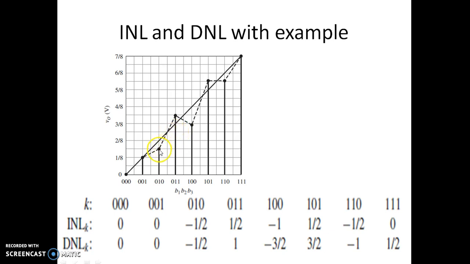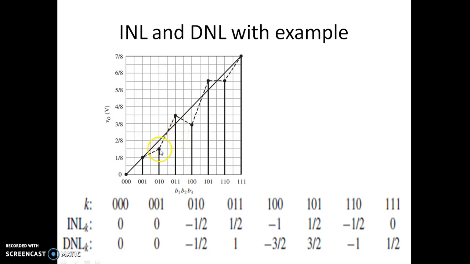So this is for this present value. If the input is increased by 1 LSB, that is, if the input changes from 0, 1, 0 to 0, 1, 1, the output which was over here is expected to go up by 1 LSB.